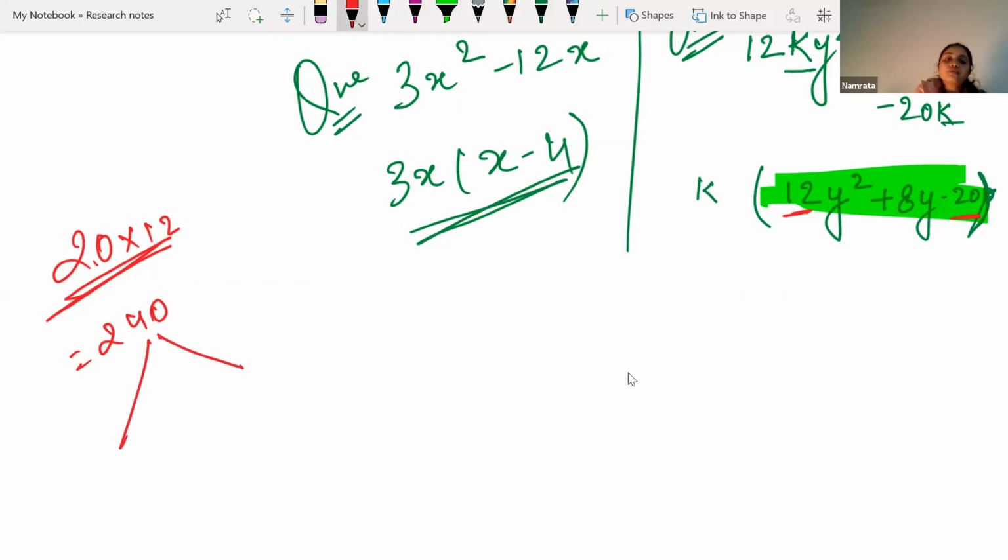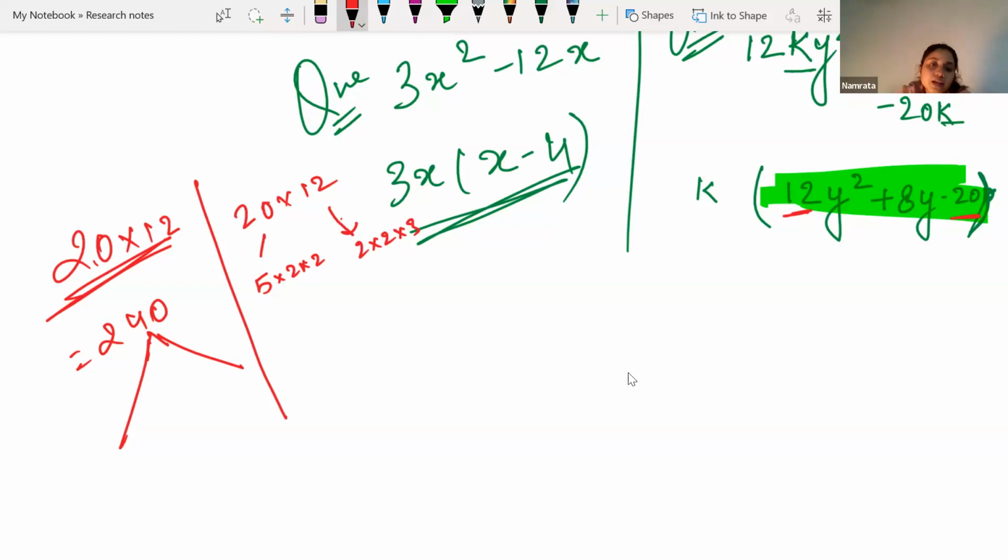Now break this 240 into such numbers so that after adding or maybe subtracting those two numbers, we will have 8. That will be quite difficult when you try breaking 240. My approach was, 20 into 12 you were having, please don't multiply. Here only break it. 20 we can write as 5 into 2 into 2. 12 we can break as 2 times 2 times 3. Now from here make the arrangement so that we end up getting 8 with the help of those factors.